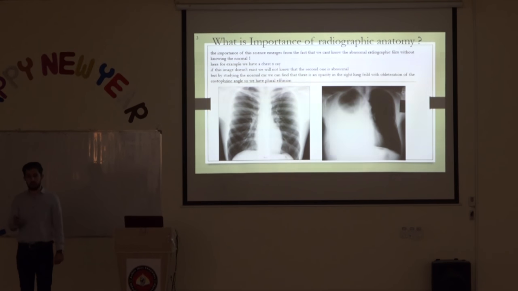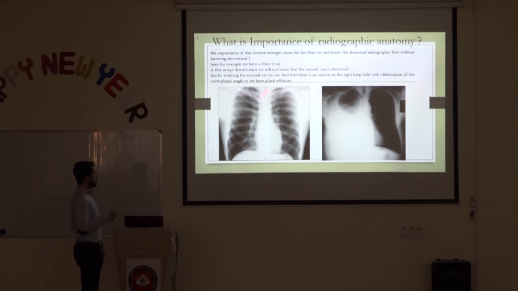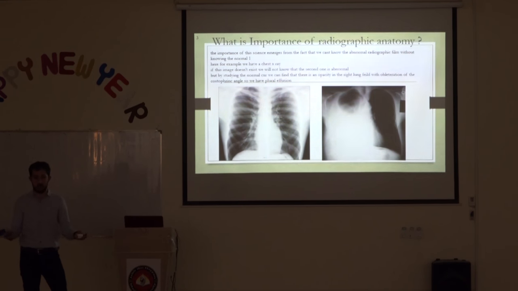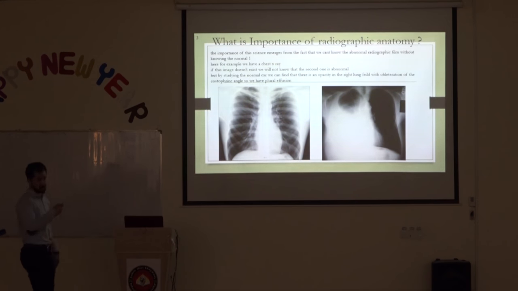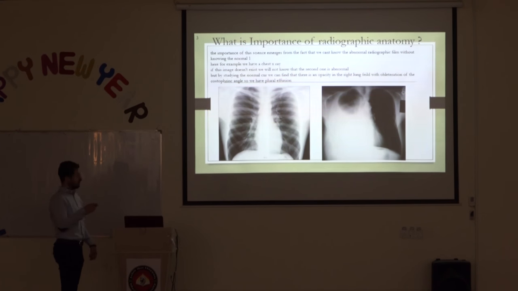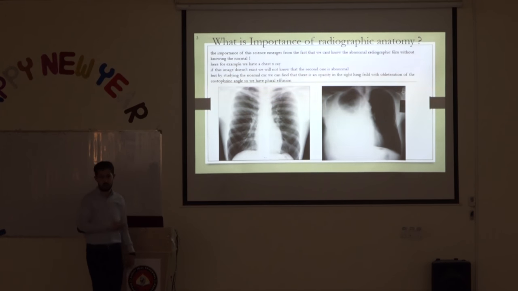What is the importance of radiographic anatomy and why are we studying it? The importance of radiographic anatomy emerges from the fact that we will not be able to know the abnormalities if we don't know what the normal X-ray is. For example, if we don't know that this is the normal chest X-ray, and we will have two costophrenic angles on both sides, we will not be able to know that this is an abnormal chest X-ray. There is obliteration at the right costophrenic angle and opacities at the right lung field. So we have a pleural effusion.